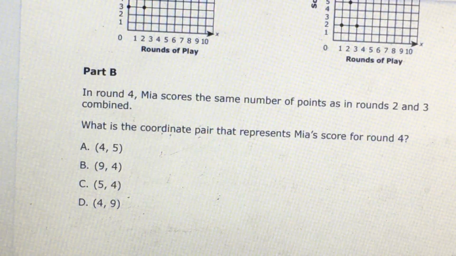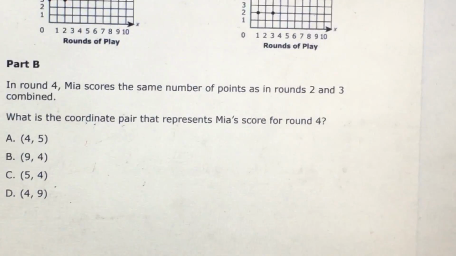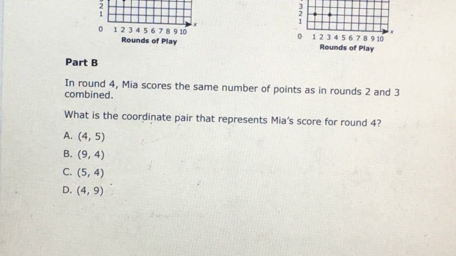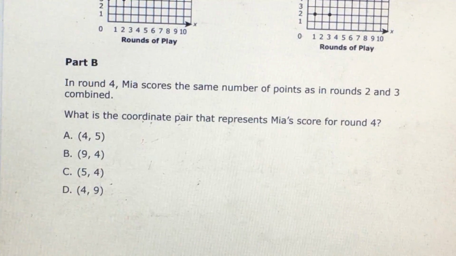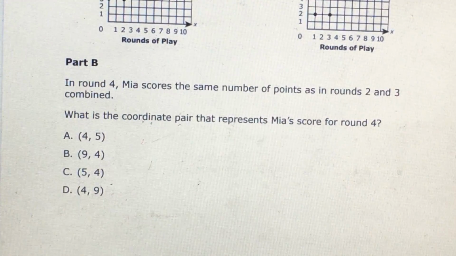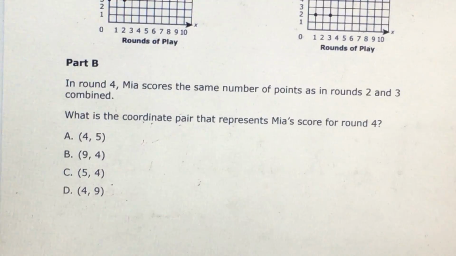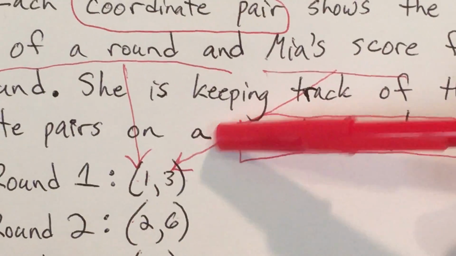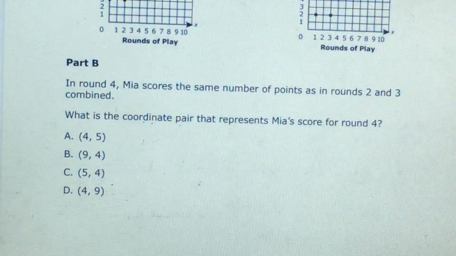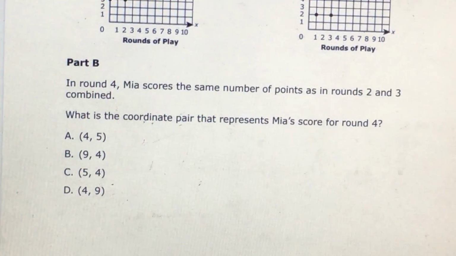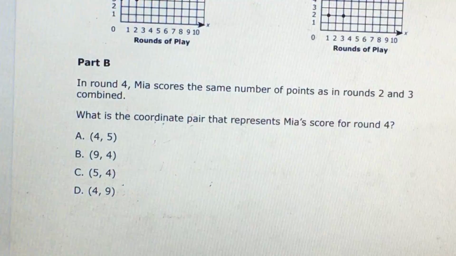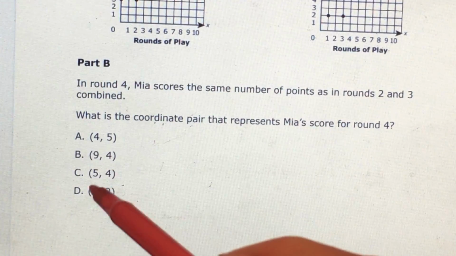In round 4, Mia scores the same number of points as in rounds 2 and 3 combined. What is the coordinate pair that represents Mia's score for round 4? All right, so now remember that the first one was the round. The X here is the round, 1, 2, and 3, and the Y is her score. So it says that in round 4, so we already can tell that the X is going to be 4. So we can cross off B and C.